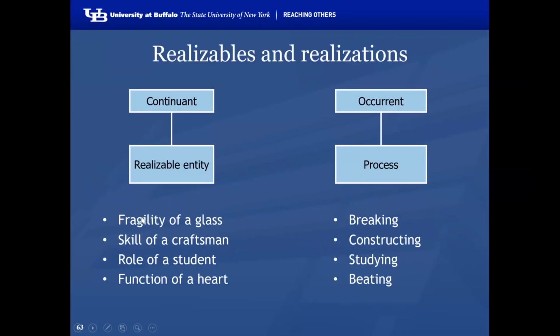Well, look at this. Typical realizable entities are like the fragility of a glass, or the skill of a craftsman, or the role of a student, or the function of a heart. Processes in which they are realized are, for instance, breaking. If you drop a glass which is fragile, it breaks. Or the skill of constructing is a skill of a craftsman. Studying is the role of a student. Beating is the function of a heart.